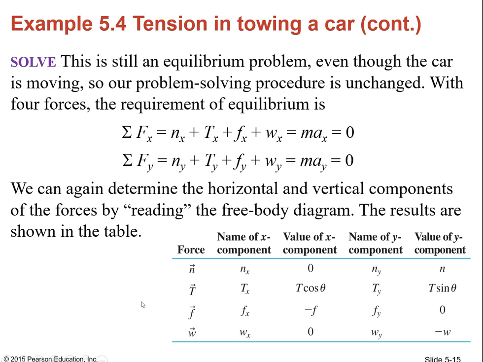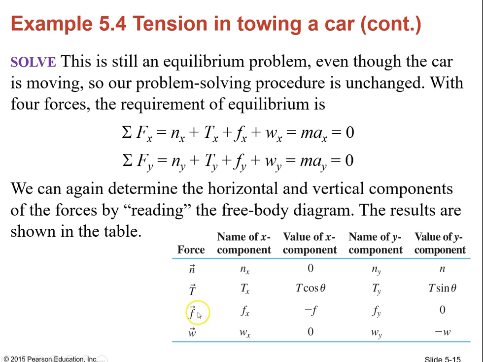Okay, so now we start rearranging things to look at the x and y components of the force. The normal force has no x component; its value is 0. The y component of the normal force is all the normal force pushing up from the ground. The tension has an x component and a y component. Now we're going to have to use the trig functions cosine and sine to figure out the value of the x and y components.